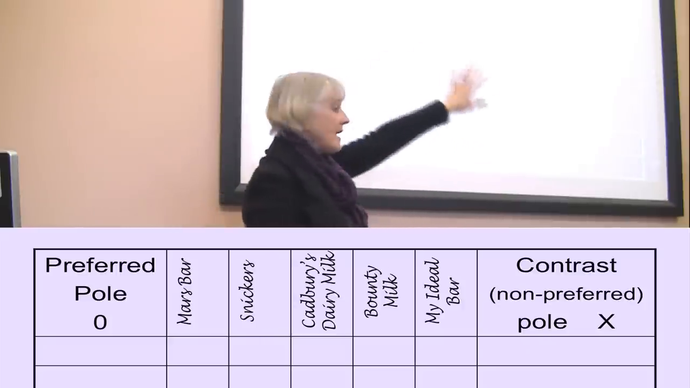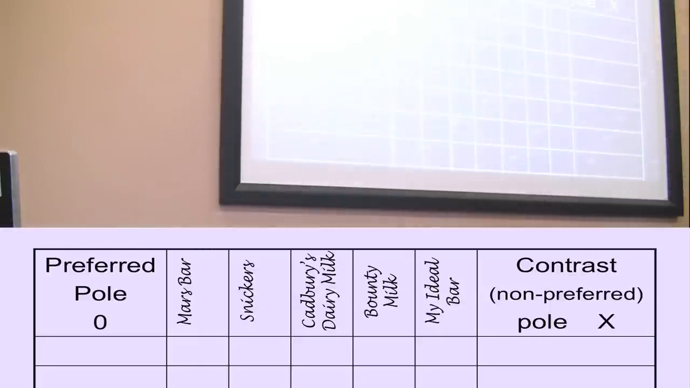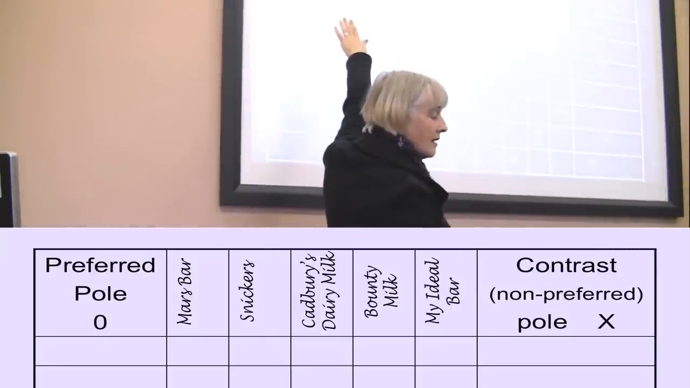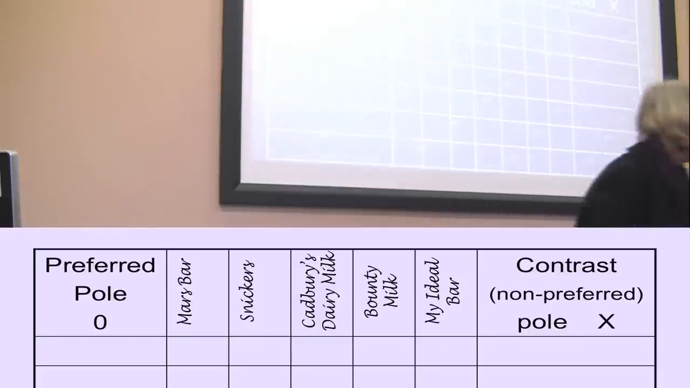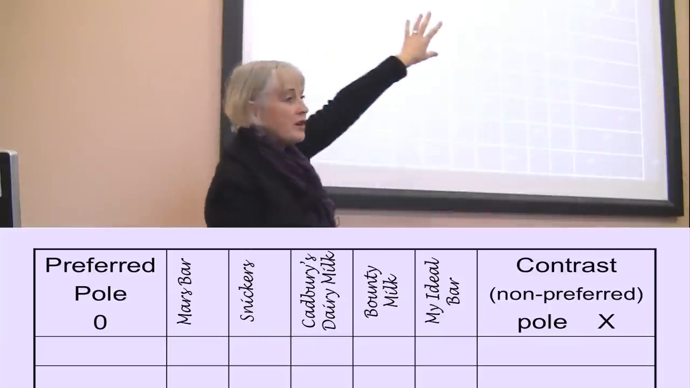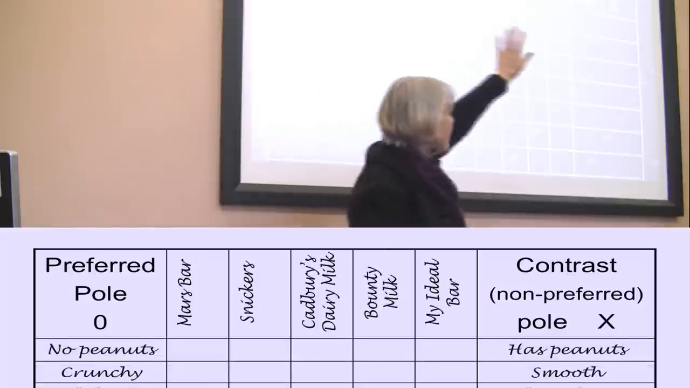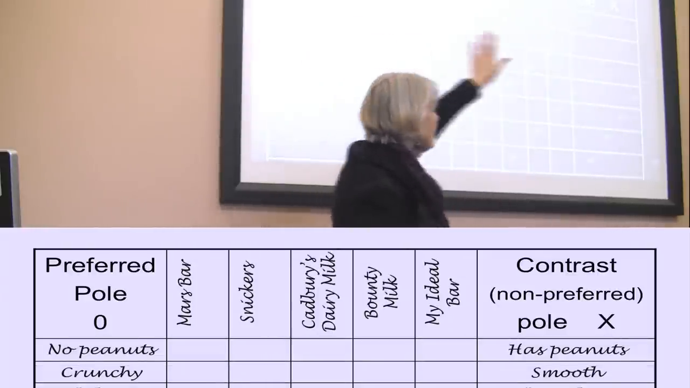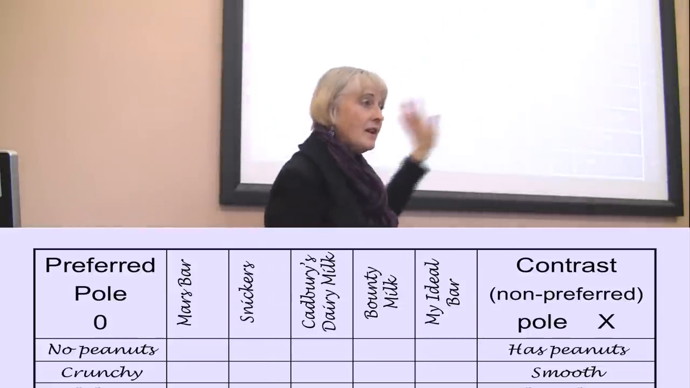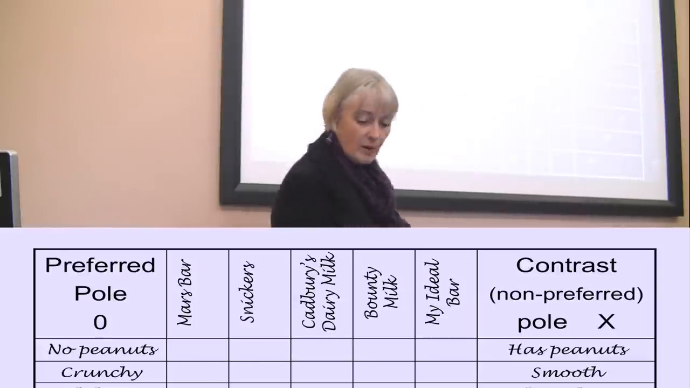Then down the sides, I want you to put these constructs. So the first row then... Are you with me? Are you okay? In the first row then you can put no... Doesn't matter about preferred and non-preferred for this exercise. Don't worry about which side you put them on. But no peanuts versus has peanuts. Crunchy versus smooth. With biscuit versus without biscuit. So just write the constructs in, one pole on each side of the row, and you'll need 11 rows to do that.